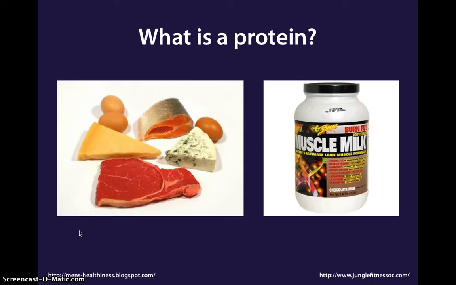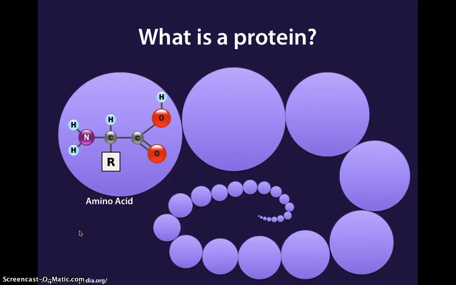We all know that we eat proteins. Foods like meat and eggs and cheese are full of protein, and that is why they're good for us. And bodybuilders like to eat extra protein in the form of muscle building shakes in order to help them build more muscle.